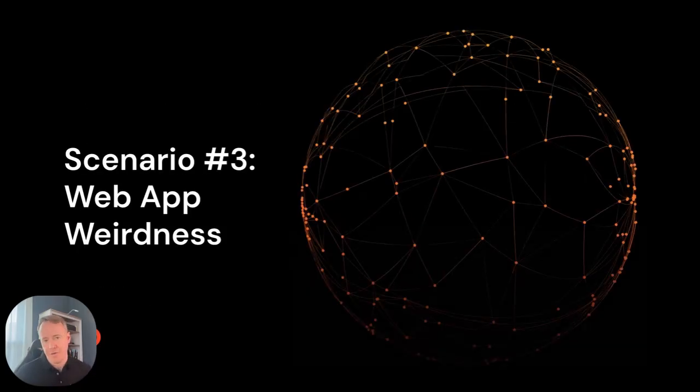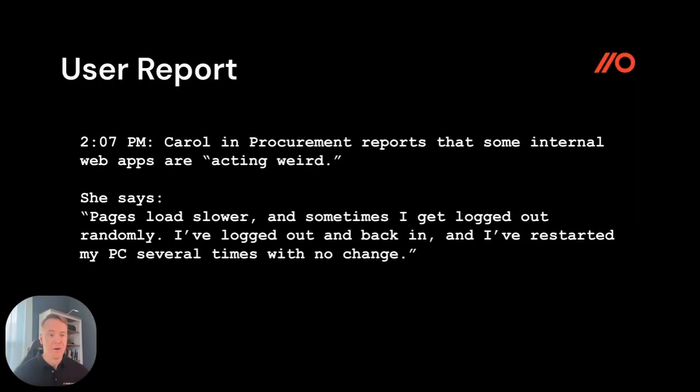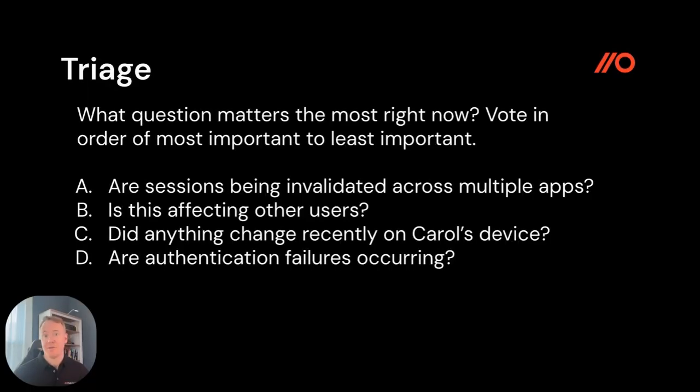Now, let's take a look at our third and final scenario, web app weirdness. Here's the user report. Carol in procurement reports that some internal web apps are acting weird. Pages loading slower, and importantly, sometimes she's just getting logged out. Her sessions are getting killed randomly. She logs out, back in, restarted her PC several times, no change. Well, kudos to Carol for trying the turn it off and turn it back on again, but most likely we have some kind of larger issue here.